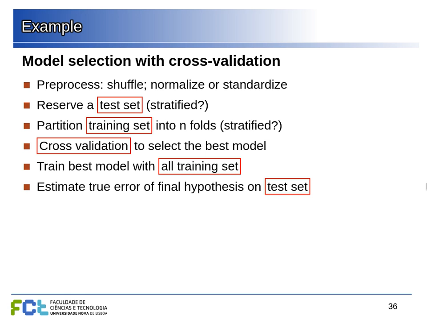Then we reserve a test set. We may want to do this with stratified sampling to avoid unbalancing the classes. And we partition the training set, which is what is left over, into n folds for cross-validation. Now we use cross-validation to select the best model if we have several models. In the end, we train the best model with all the training set, and this is our final hypothesis.